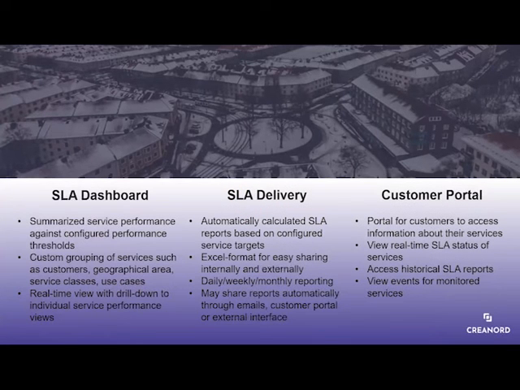So, the dashboard will summarize your service performance and show you a status of the network, and you can do many different views of the network by customer view, by geographical area, by the service classes, by the different critical communication use cases, etc. And from this real-time view, you can then drill down to the individual service performance views and do the more detailed troubleshooting and find out if there are potential issues in the network.